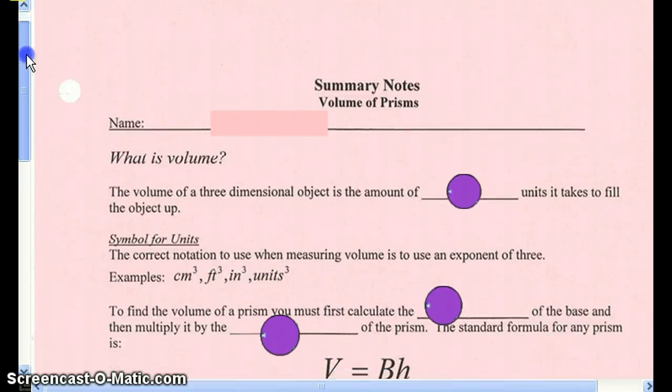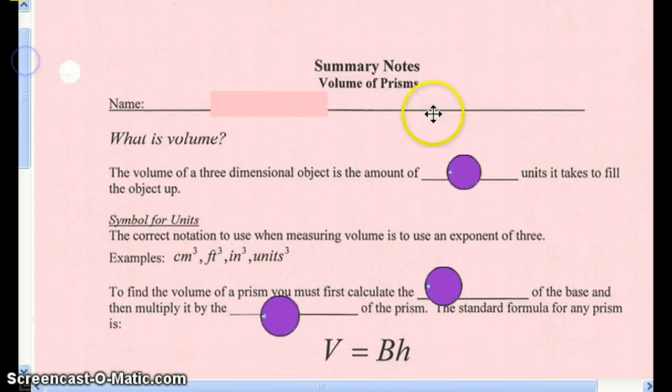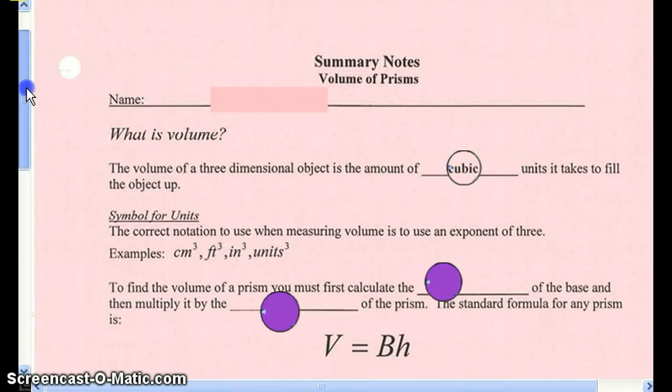What is volume? The volume of a 3-dimensional object is the amount of cubic units it takes to fill the object up. So this is different than surface area, because in surface area we're finding square units, which are just on the outside. Volume, we're finding the cubic units, which is how much it takes to fill the object up.